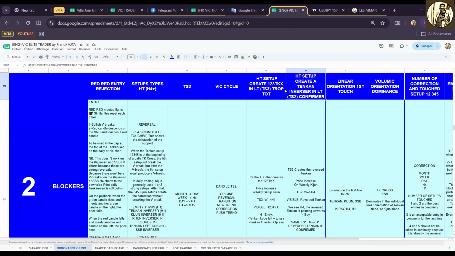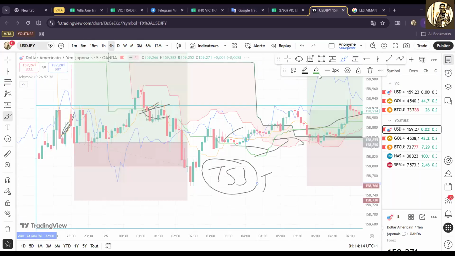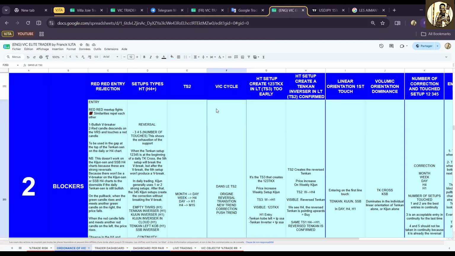And then you have another. So that's what I try to say here, that the TS2 is more confirmed, and the TS3 is too early, right? And it creates a lot of Tenkan crosses, 2 or 3 Tenkan crosses below the cloud. So let us look at another blocker that will be the Vegeta Ichimoku cycle.